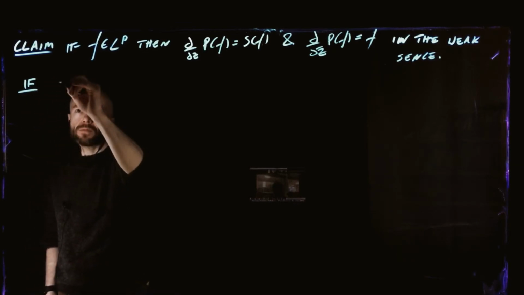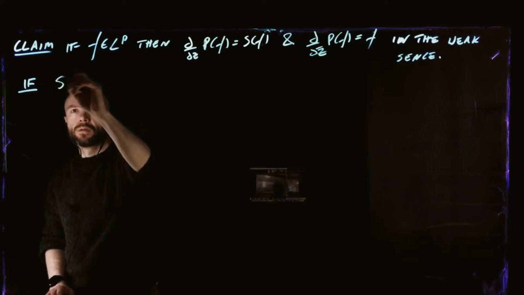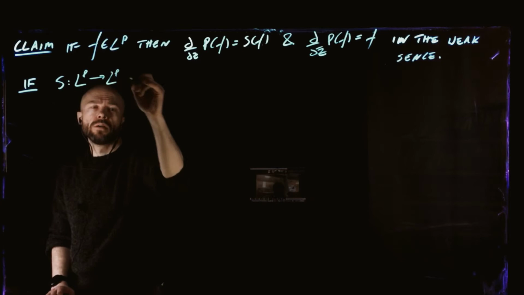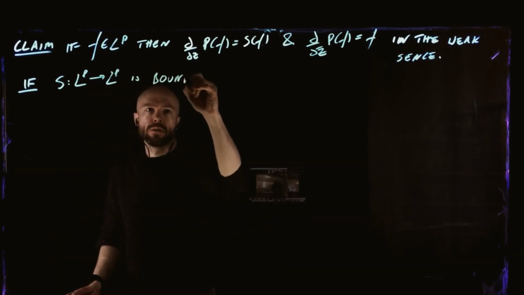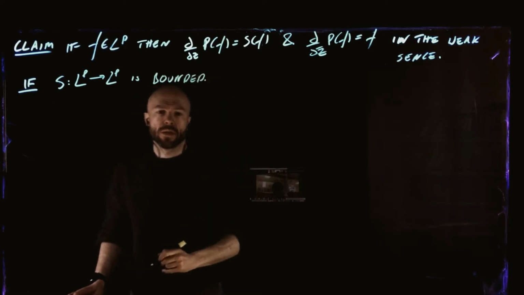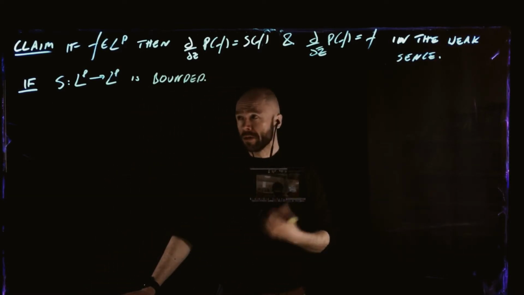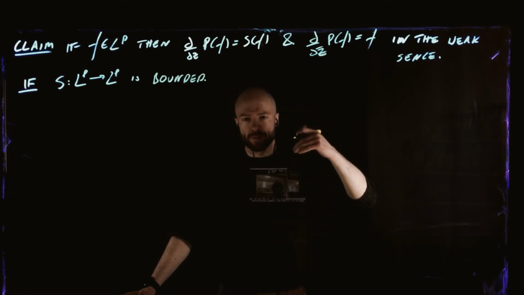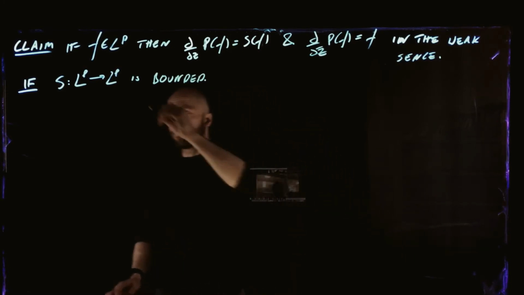if the Beurling transform from LP to LP is bounded. Okay, if that's the case. Now we know it's bounded when we take L2 to L2. It's actually an isometry, right? We proved this. But now we want this for some p which is bigger than 2, and that's going to be a much harder thing to do.